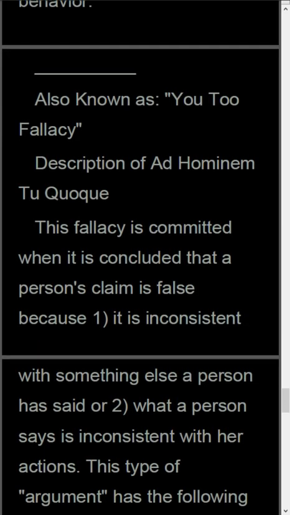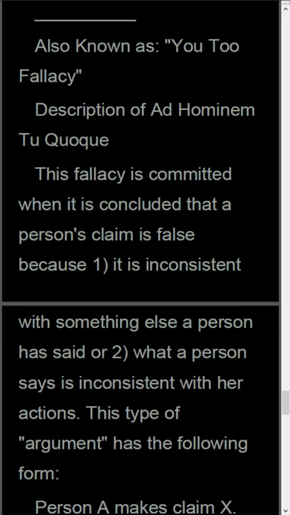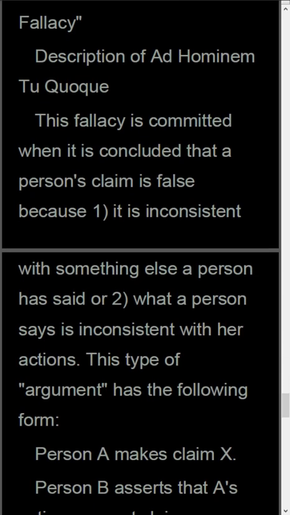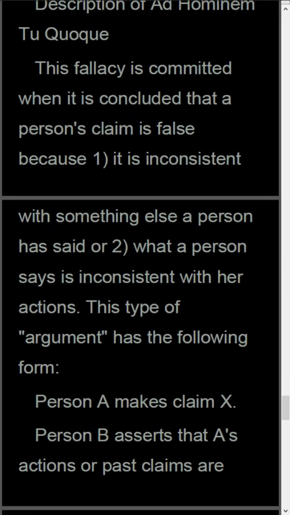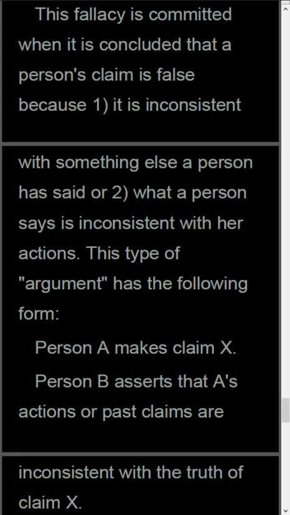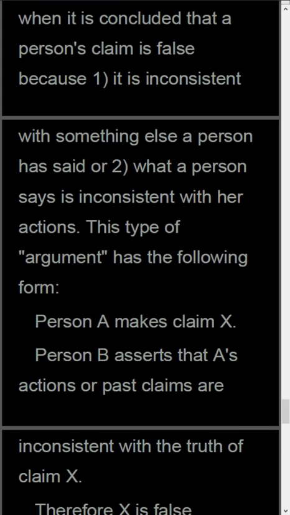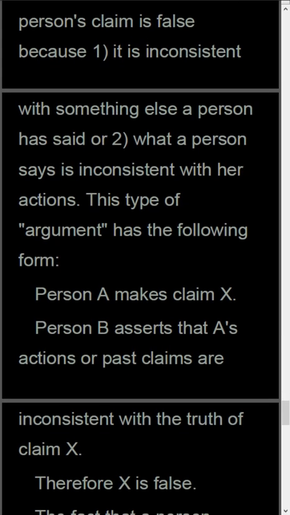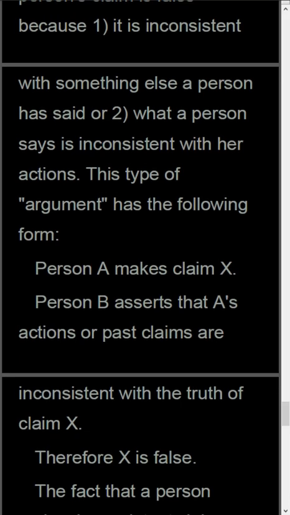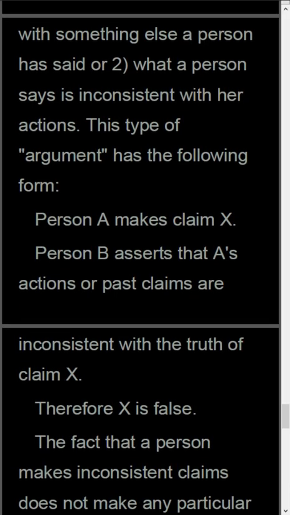Description of ad hominem tu quoque. This fallacy is committed when it is concluded that a person's claim is false because 1. It is inconsistent with something else a person has said, or 2. What a person says is inconsistent with her actions. This type of argument has the following form.